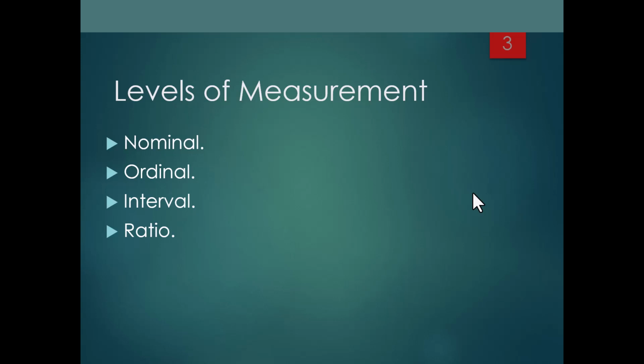Intervals. So variables measured at the interval level have intervals between categories which are equal, and they do not have a true 0 value. So they actually have intervals, and the intervals between them are equal.